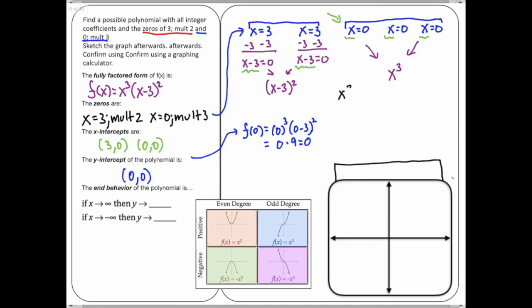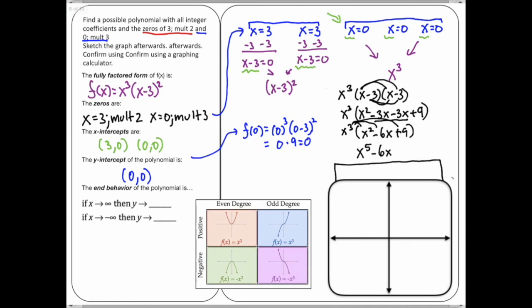So we're going to get x to the third, multiplying this out. And I get x minus 3 times x minus 3. Let's FOIL this. X minus 3 times x minus 3 is x squared, negative 3x, negative 3x, and plus 9. That all multiplied by x cubed. Gather up like terms. I got x cubed times x squared minus 6x plus 9. And then I multiply the x cubed into each one of those, and I get x to the fifth minus 6x to the fourth plus 9x to the third.